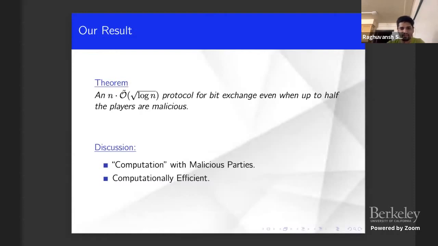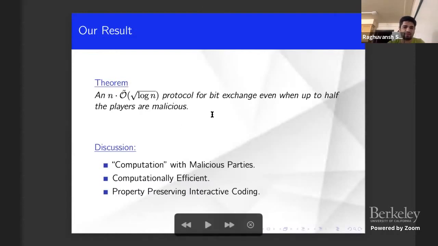And even aside from this result for the bit exchange on the broadcast channel, what we want to really emphasize is this notion of property preserving interactive coding. Interactive coding is just a fancy term for making something resilient to noise. And what is usually the focus in interactive coding is to make a protocol or something resilient to noise with a low overhead. So for example, if you have a communication protocol, you want a noise resilient communication protocol that has only a small communication overhead.